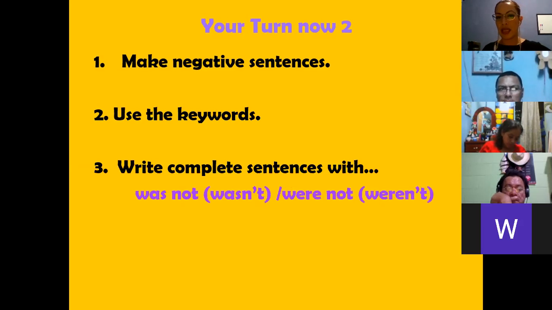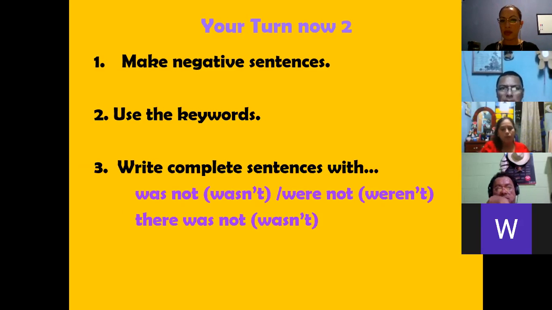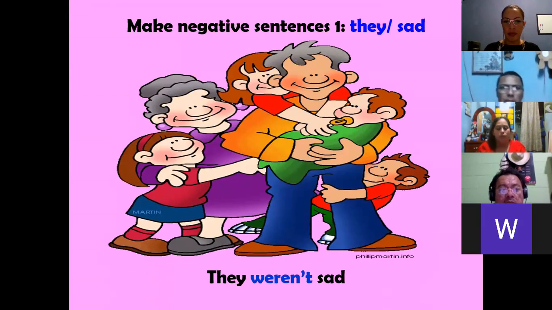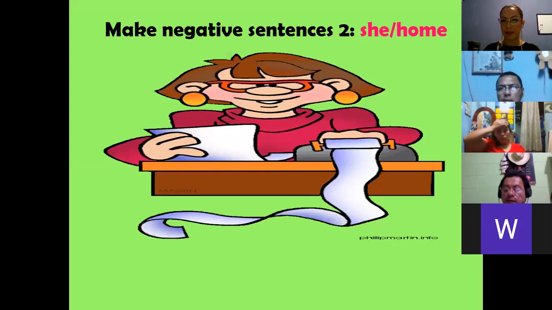Now let's make negative sentences using wasn't, weren't, there wasn't, and there weren't. For example, here we say they and we have sat. We need to make negative statements. So we say they weren't sat.